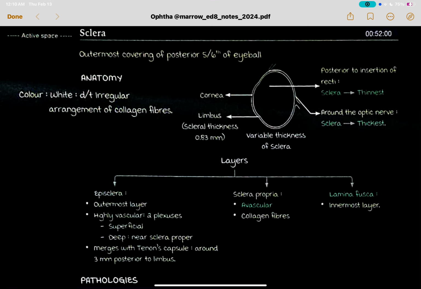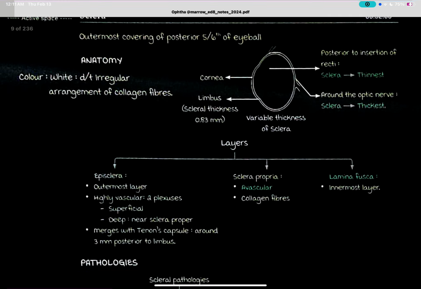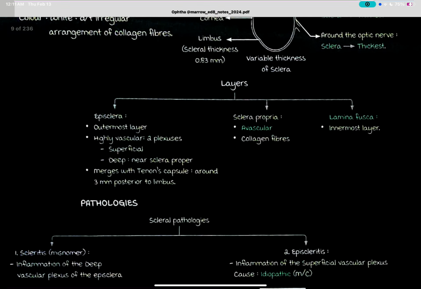Variable thickness of sclera. So this is cornea, this is limbus, scleral thickness. Posterior to insertion of recti, sclera is thinnest. Around the optic nerve, sclera is thickest. They have mentioned that limbus scleral thickness is 0.83 mm, and posterior to insertion of recti sclera is thinnest and around the optic nerve it is thickest.